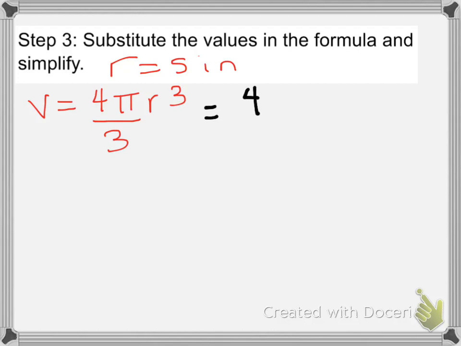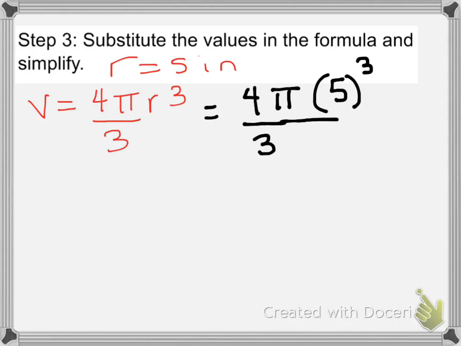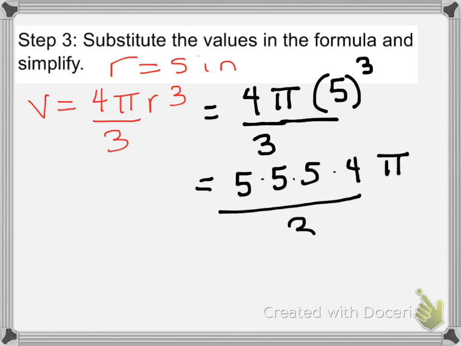4, again, I'm going to keep it in terms of pi this time. Pi times, let's see, the radius is 5. I'm going to plug that in, all raised to the third power, and then divide it by 3. So I'm going to work with the numerator and just move the numbers over. 5 to the third power is just 5 times 5 times 5. You can even expand it out if you want to. Times 4, all times pi, divided by 3. So now let's work with the numerator. 5 times 5 times 5 is 125.